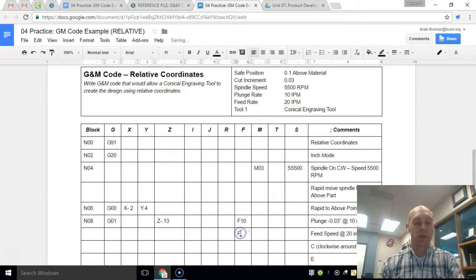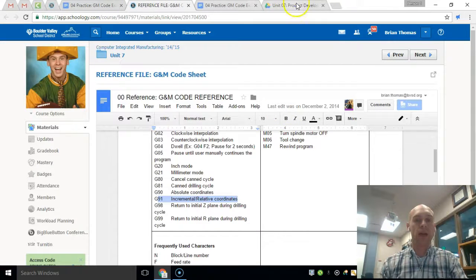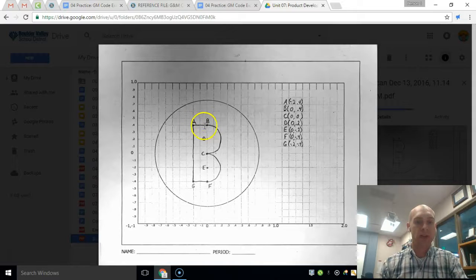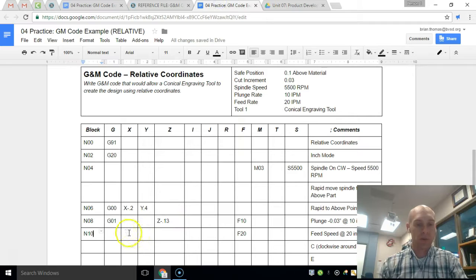All right, now we're at point A, and now I want to go to point B at a feed speed of 20, so I can set that right off the bat. I can do N10, and to get to B, again, we're not looking at the coordinates. I need to go right 2. So X 0.2, that's it. That's all I'm doing to get to B. So we'll go X 0.2. There is no Y, so I don't even need to type it in.